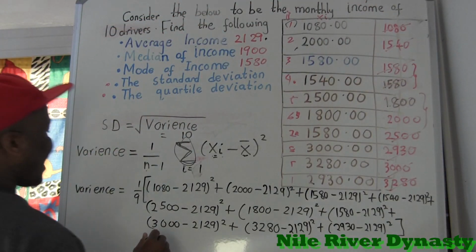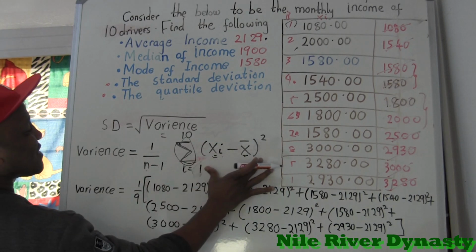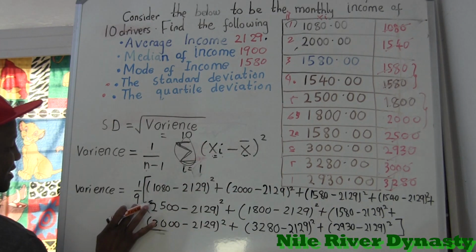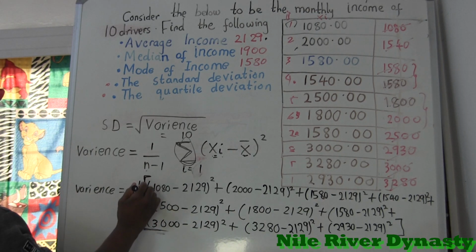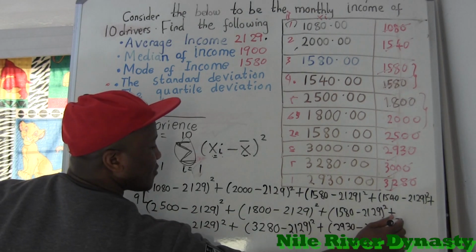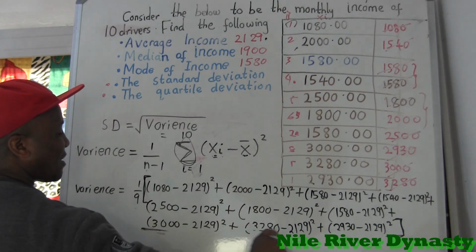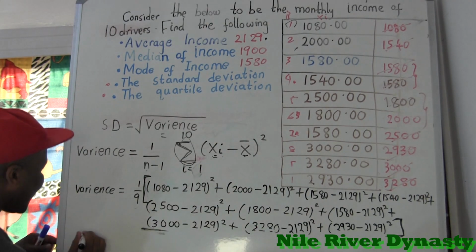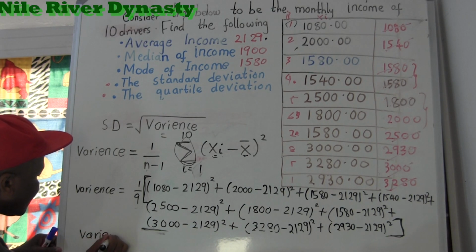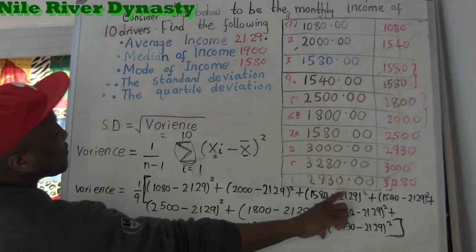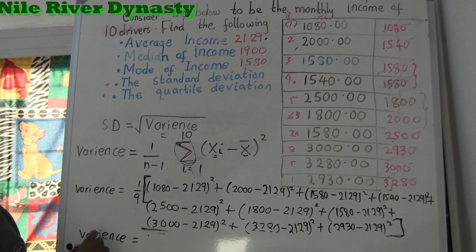Then all of these are divided by 9. We have already divided by 9, so it's 1 over 9 multiplied by all of this. Or if you don't want to write this 9 here, add everything and then divide the answer by 9. So now this is our variance, equal to 1 over 9 times the sum of these. Take a calculator and get the sum. Sometimes if you put all this in a calculator, it's not going to give you the answer.